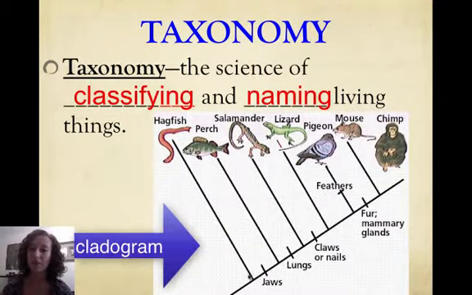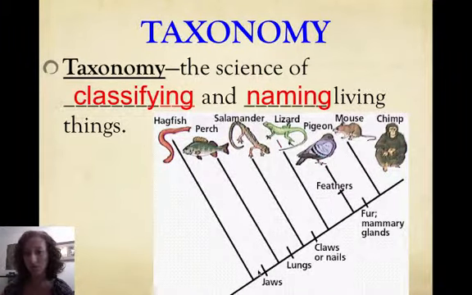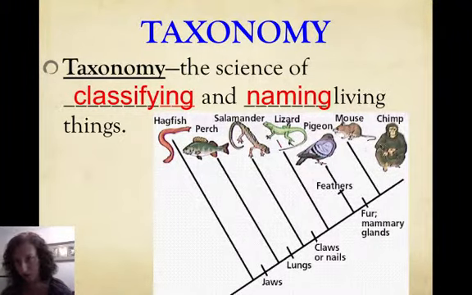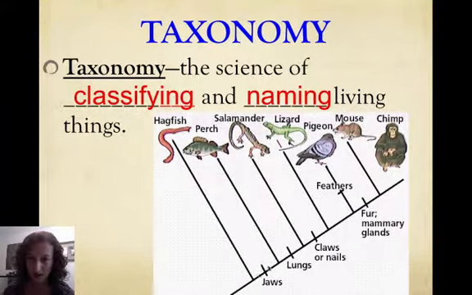This is a cladogram. Each split in the cladogram is showing how another species evolved. So the first thing to evolve was a hagfish, which did not have jaws. After jaws developed, came perch and everything else. So anything on this line, like jaws or lungs, everything after that contains that element. So if we looked at this pigeon, we can assume that it has claws or nails, lungs, and jaws.